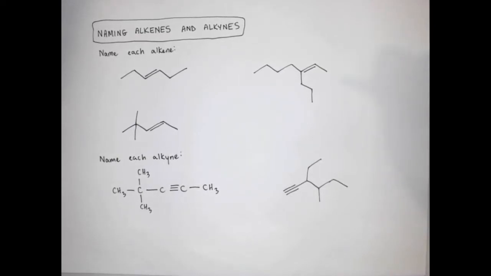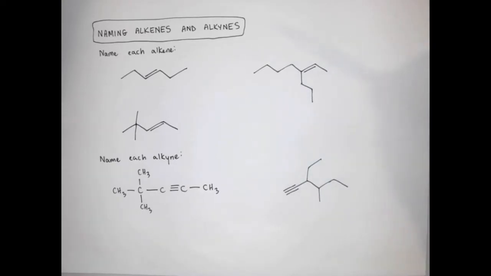All right, so naming alkenes and alkynes is very similar to naming alkanes. The big difference, though, is that with alkenes and alkynes, we have a double bond or a triple bond, respectively. And when we name the alkene or alkyne, we need to indicate the position of that double or triple bond with a number, the carbon number at which that double or triple bond starts.